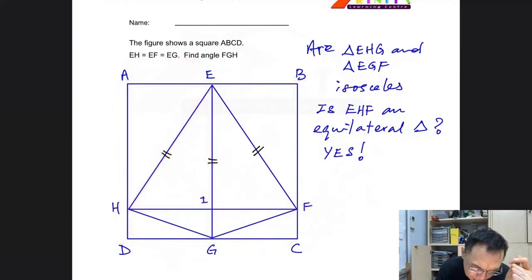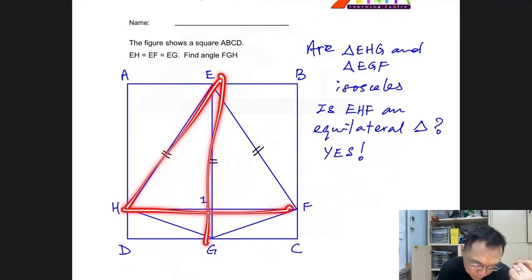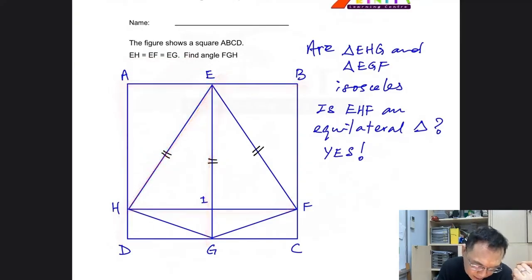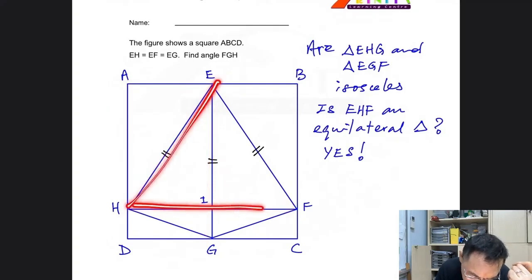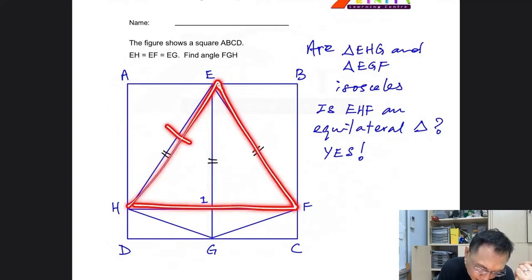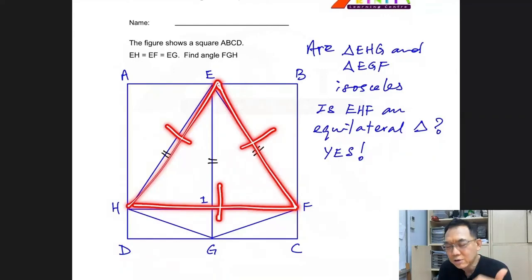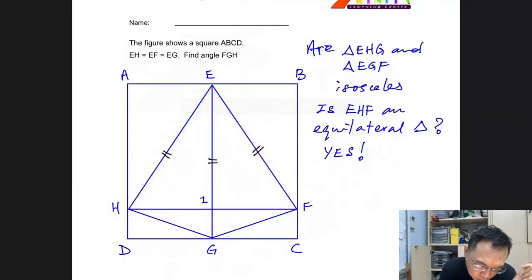Now that I know that this is equal to this, as I already proved, all these are equal. Then since this is also equal to this and also equal to this, therefore I have an equilateral triangle. This is very important. So this is the proof. This is how you show working.